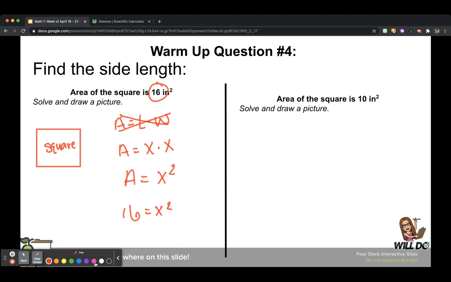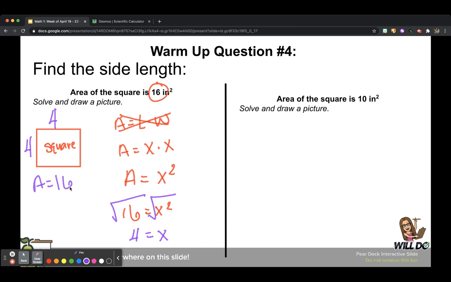Just from the previous slide, we know that the inverse operation of squaring something is taking the square root of that. So 4 is the x value, and then we can always check: 4 times 4 does happen to give us 16.